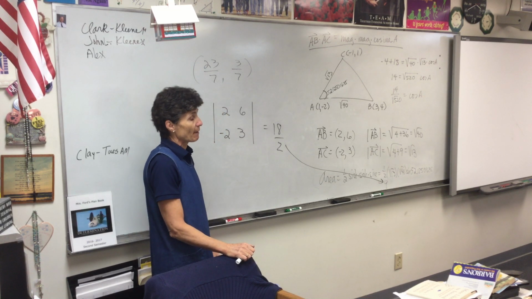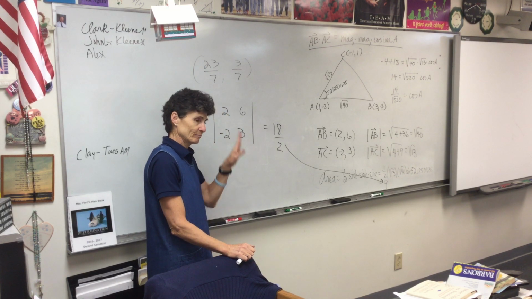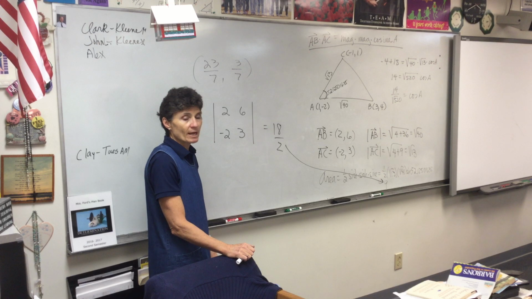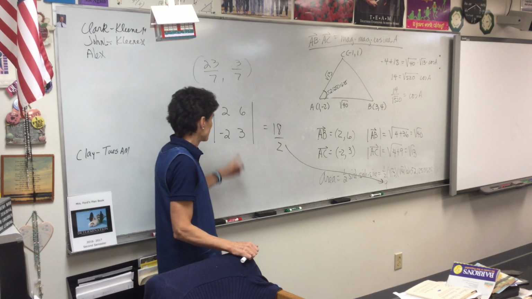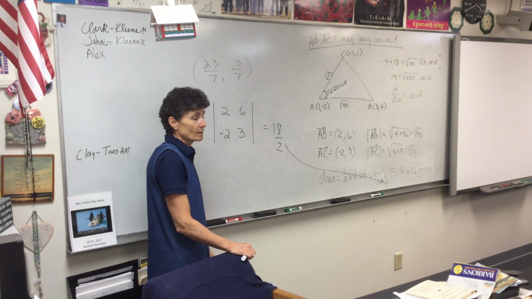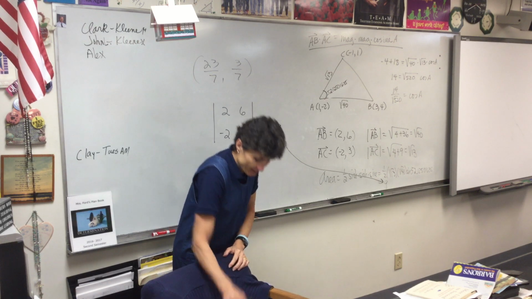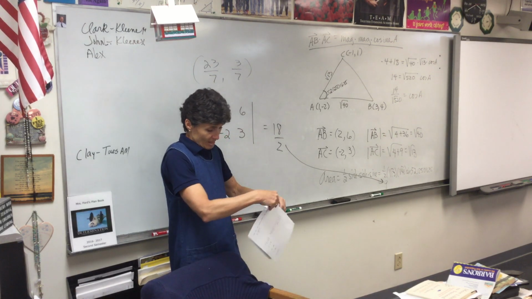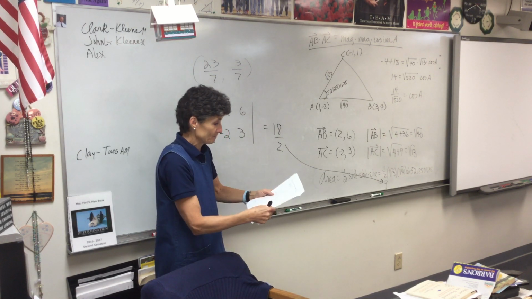If the determinant happens to turn out to be negative, forget the negative, the area is a positive number. So if this were to come out to be negative 18, I would still say the area is 9. Okay? Pretty darn slick. I like it a lot. All right, let's look at the back of that page.